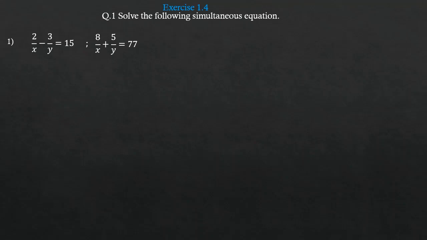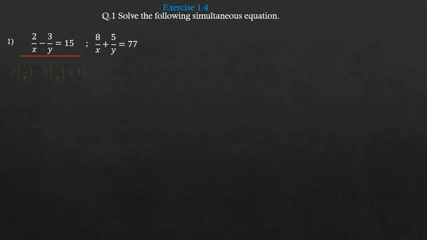If we compare these equations with the standard form of a linear equation in two variables, that is ax plus by equal to c, we come to know that this is not in the standard form. And if we think about cross multiplication, then also this sum becomes lengthy, because in the denominator we are getting x into y, and in a linear equation in two variables we never have multiplication of variables. So we go with the alternate option, that is called substitution.